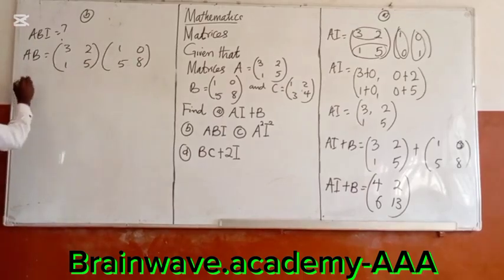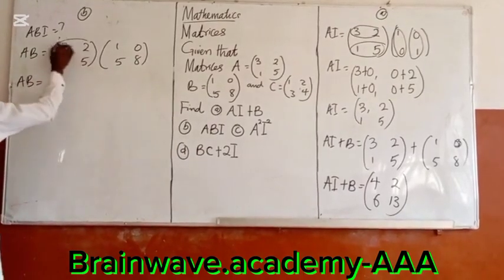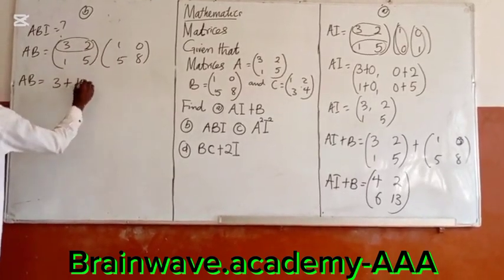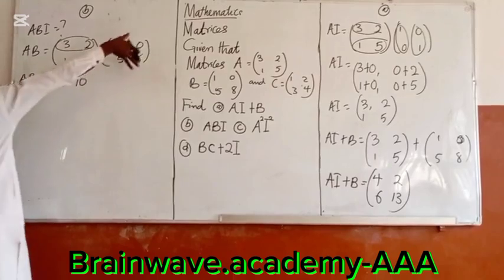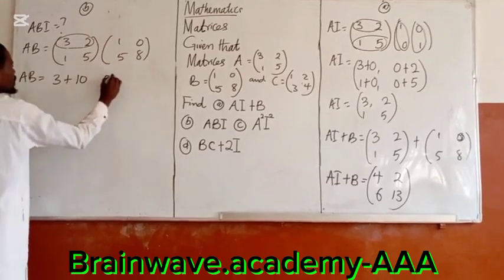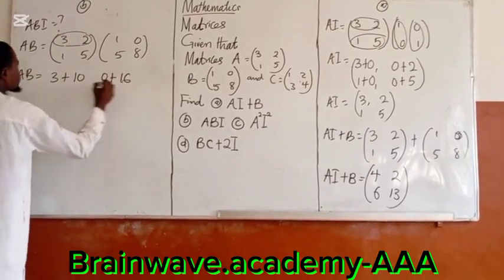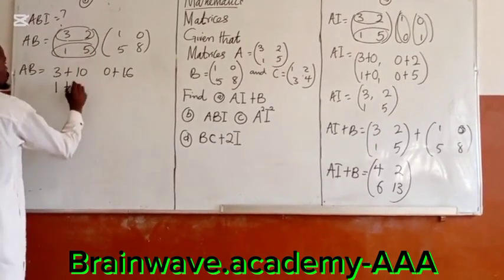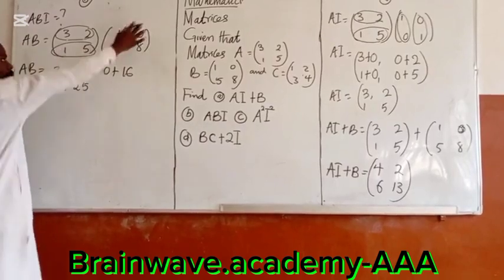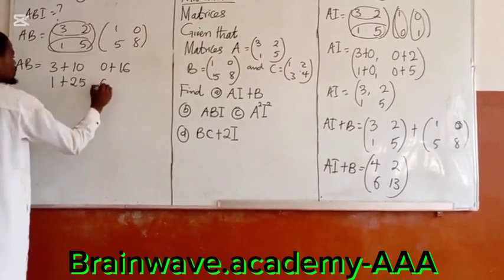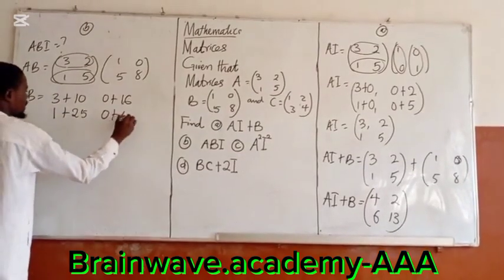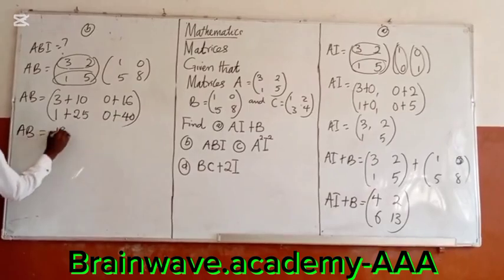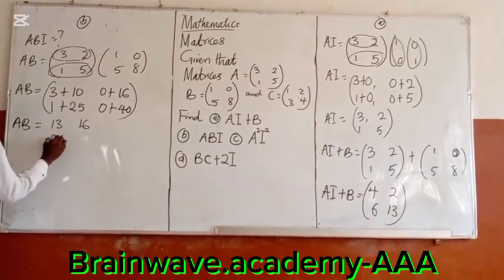If you want to multiply rows by column, this multiplied by this, 3 times 1 is 3 plus 2 times 5 is 10. The same row multiplied by the second column, 3 times 0 is 0 plus 2 times 8 is 16. Then the second row, 1 times 1 is 1 plus 5 times 5 is 25. Then the same row multiplied by the second column, 1 times 0 is 0 plus 5 times 8 is 40. So we now have AB is equal to 13, 16, 26, 40.